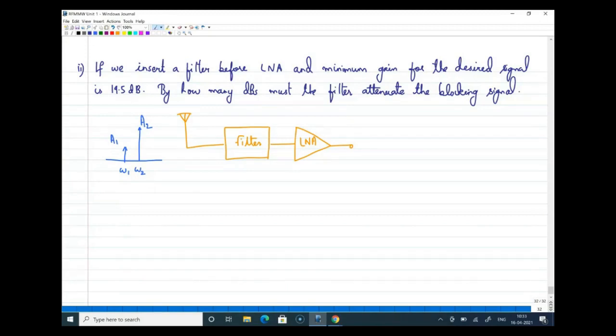Any answers? Roughly 0.5 dB. A2 at LNA is 0.864. So Vinod, you mean to say that at the input of LNA, you will get an A2 value of 0.864.